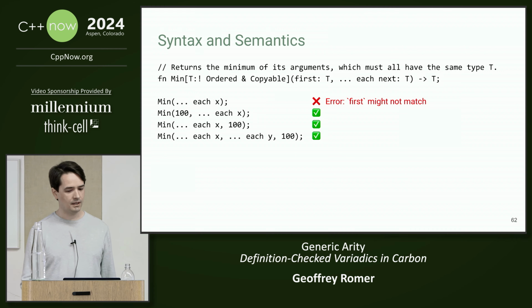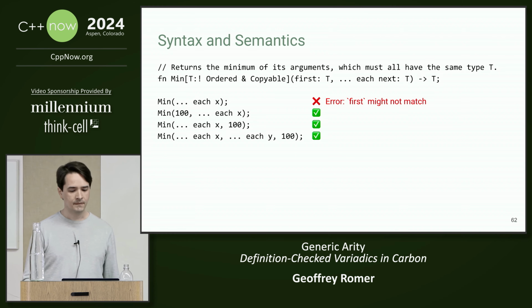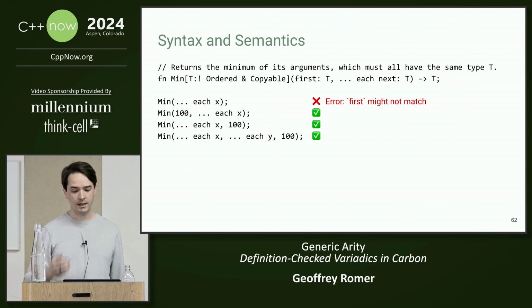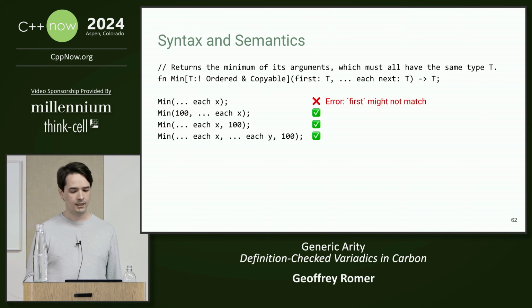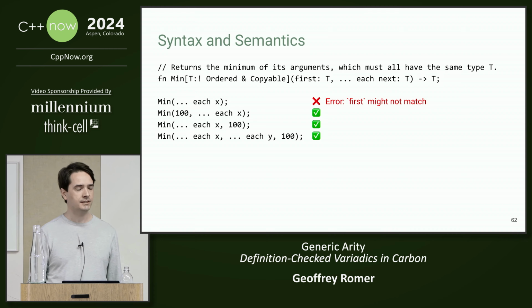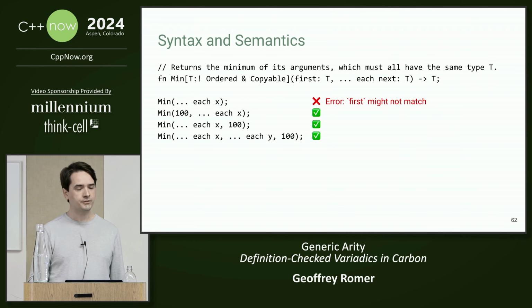So here's just some examples of calls to min. The first call doesn't type check because a pack can be empty. Each x might be empty, in which case there wouldn't be anything for first to bind to. So that first call doesn't type check. But the rest of the calls are okay because the compiler can see that there's going to be at least one argument.